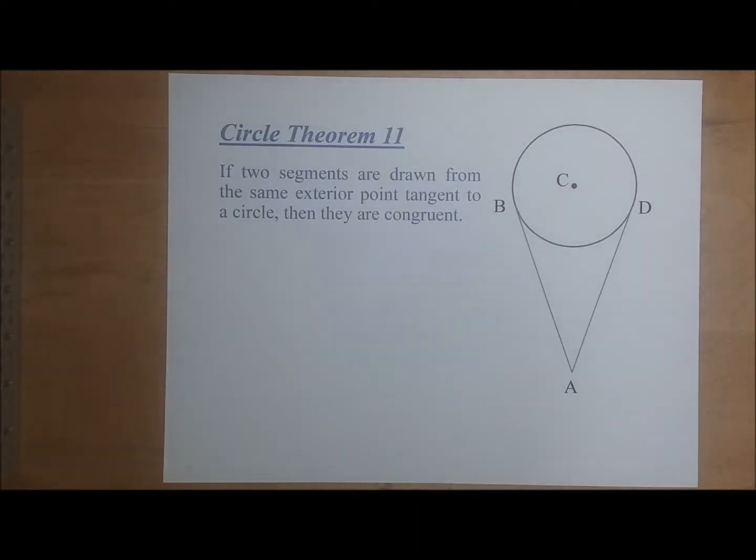All right, guys, let's prove this theorem. Circle theorem 11. It tells us that if two segments are drawn from the same exterior point tangent to a circle, then they are congruent. Okay, how are we going to prove this?